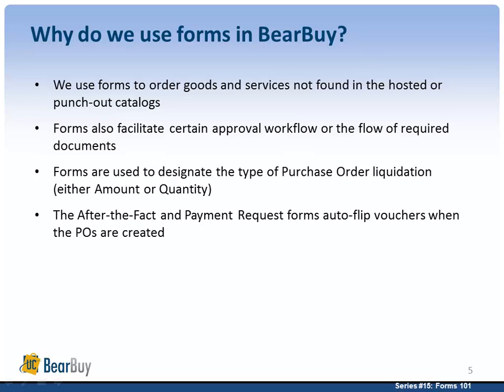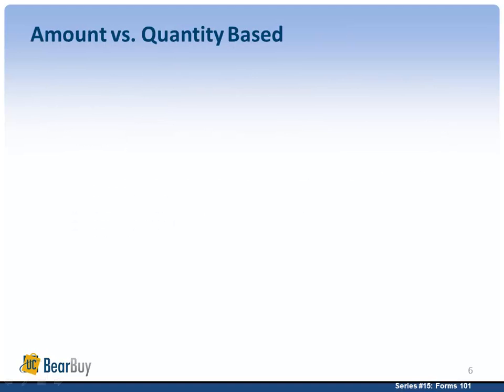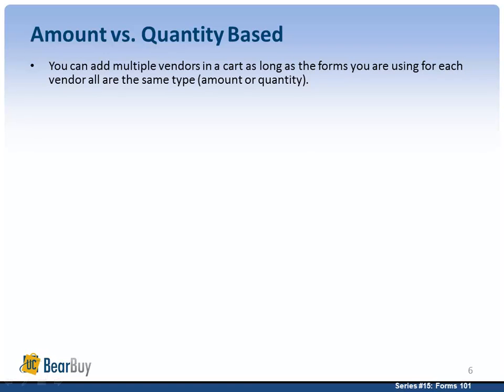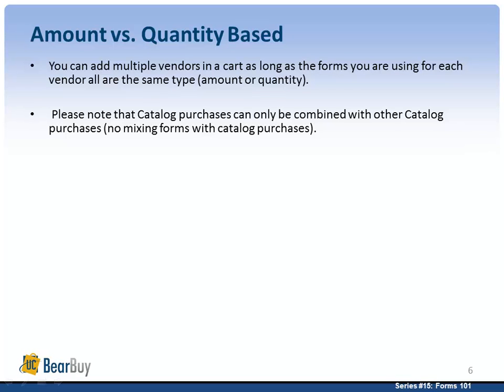One thing to note is that the after the fact and the payment request form are the only two forms that auto-flip vouchers when the POs are created. Let's talk about amount versus quantity-based forms a little bit more. You can add multiple vendors in a cart, as long as the forms you are using for each vendor are all the same type, either by amount or quantity. Please note that catalog purchases can only be combined with other catalog purchases. BearBuy does not allow mixing form purchases with catalog purchases.